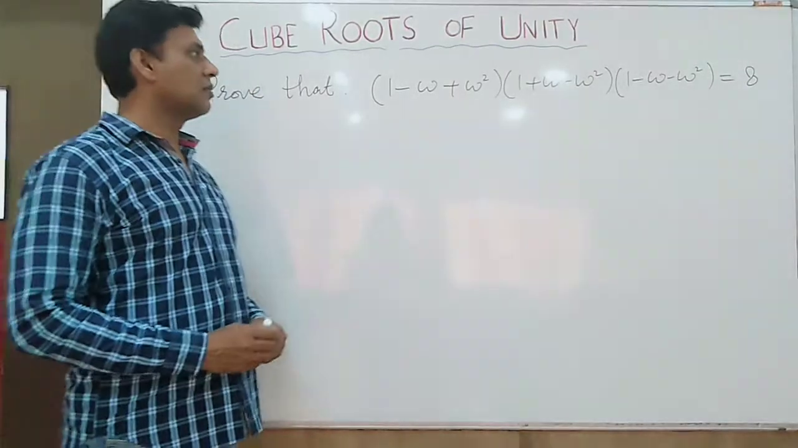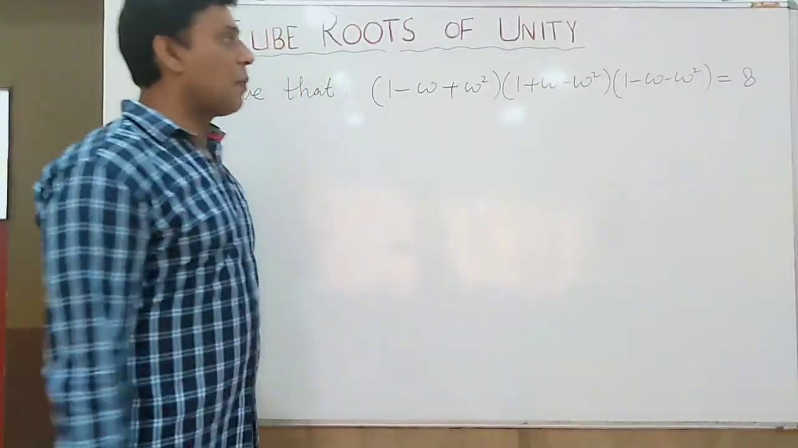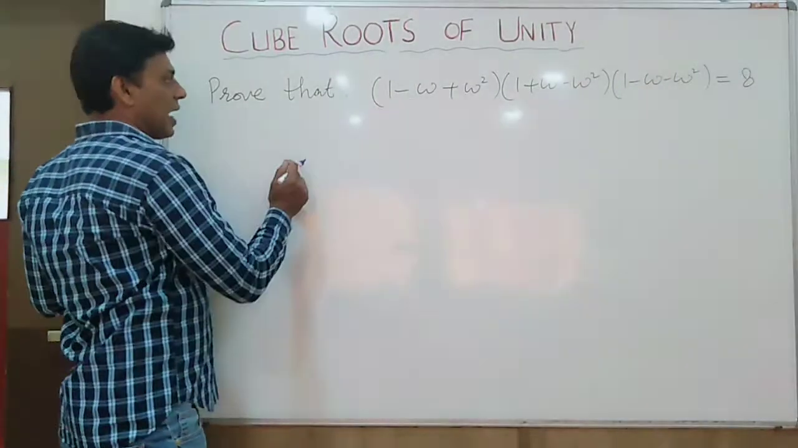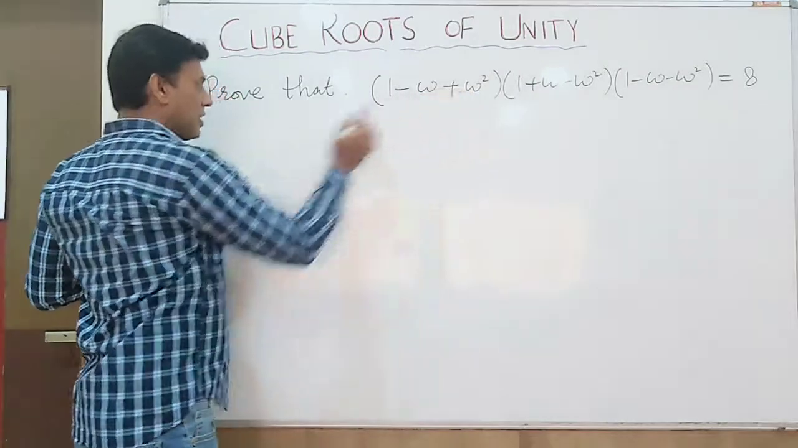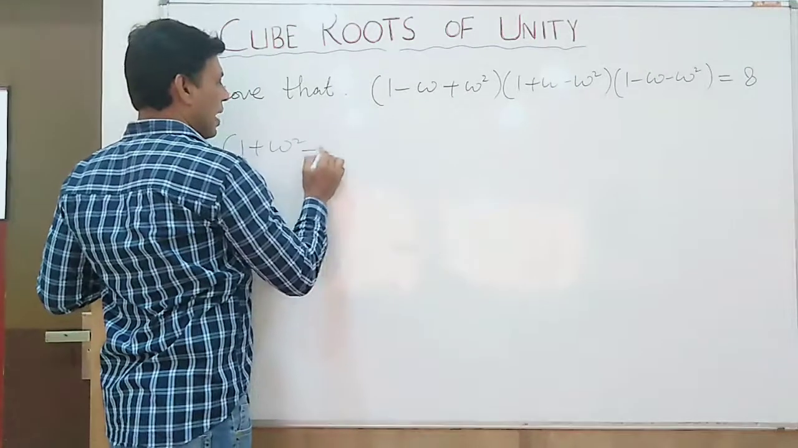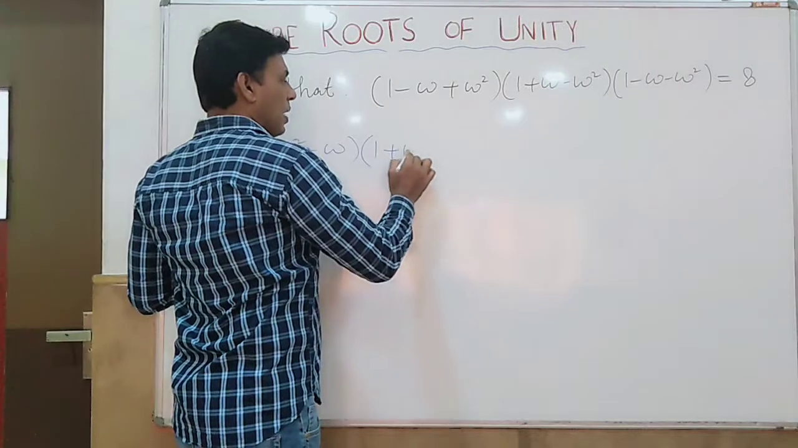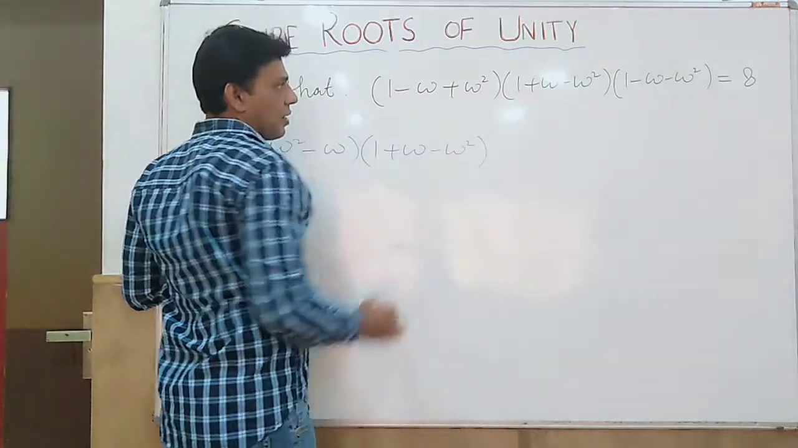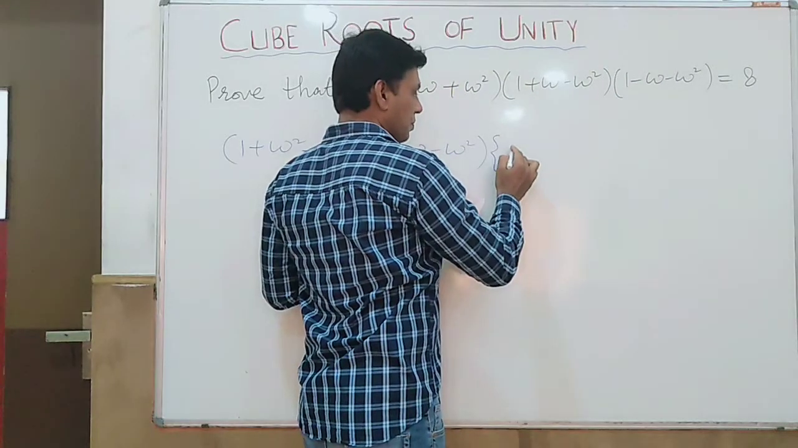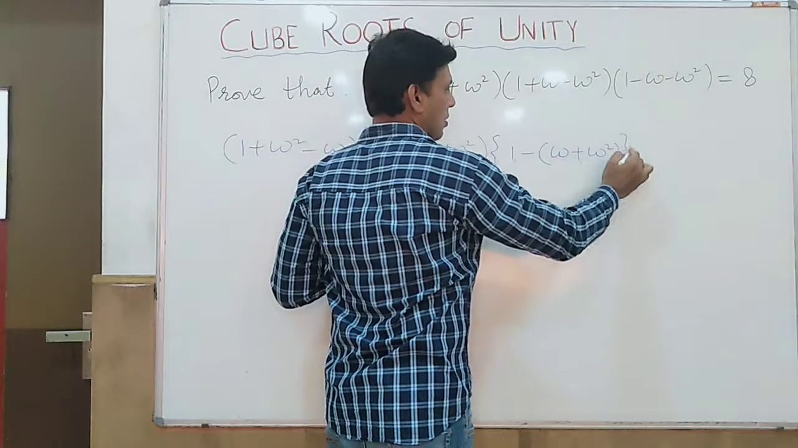Now see this question. We have to solve. This is the left hand side and we have to prove. So we will apply the property of cube roots of unity. So first take this bracket and we can write this bracket like this: 1 plus omega square minus omega. This bracket as it is, 1 plus omega minus omega square. And in this bracket we can take 1 minus as a common, omega plus omega square.